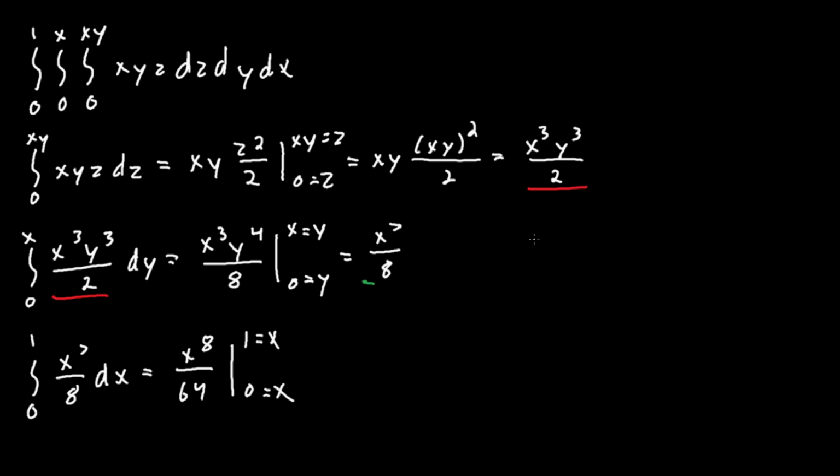Let's actually underline this function for consistency. If you plug in 0, again, everything cancels out. So if you plug in 1, 1 to the power of 8 is just 1. So your answer is 1 over 64.